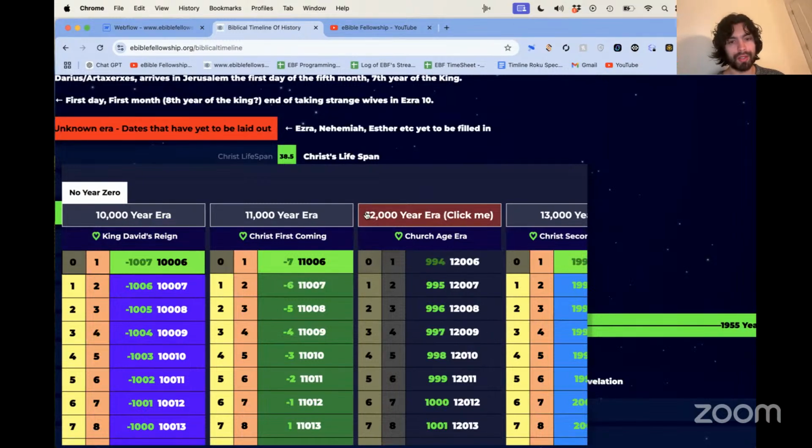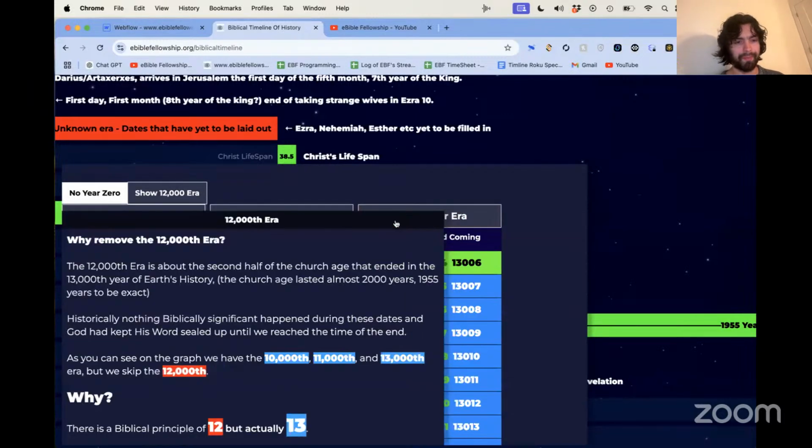And so, this is why we don't count or look at dates within this era, not only because it was part of the church age, but really after Christ died on the cross, I think it was around 70 AD, divine revelation was sealed up. And so the Bible wasn't opened up until the end of time, to the 13,000th year. So there's nothing for us to really glean from this era, right? So you can click this to close it, right?